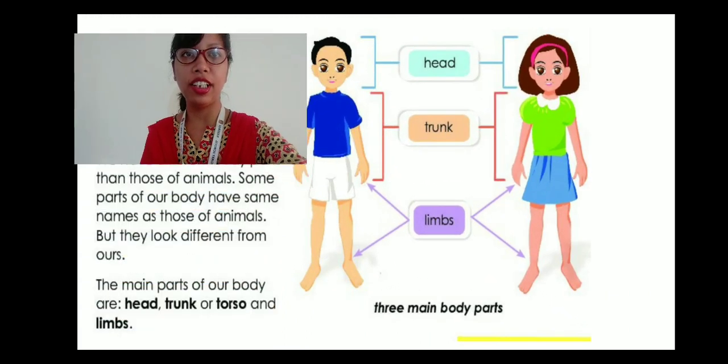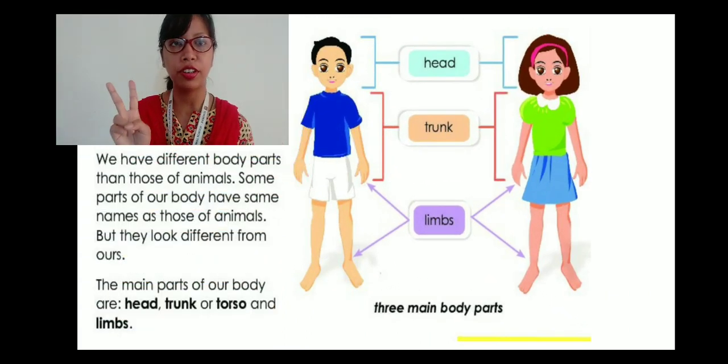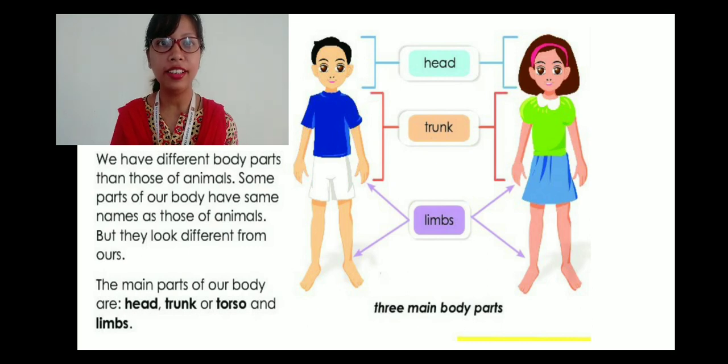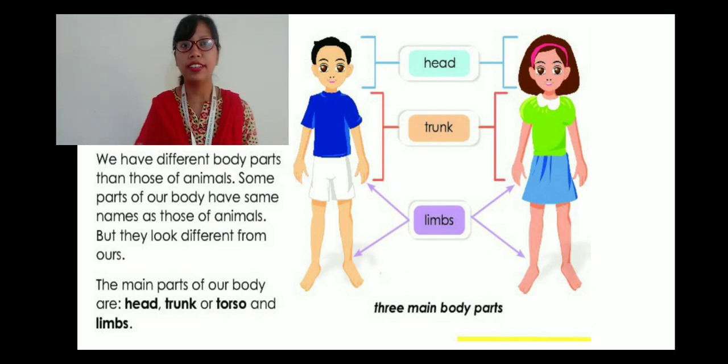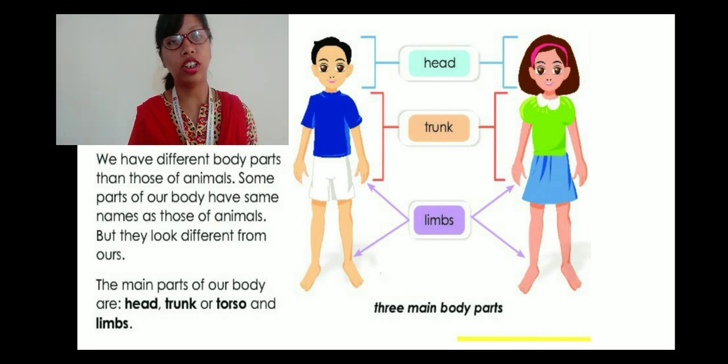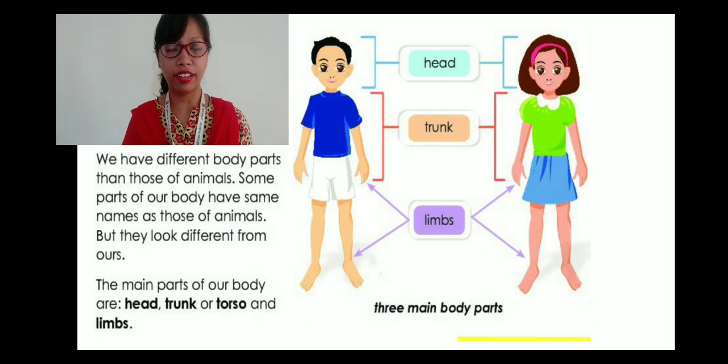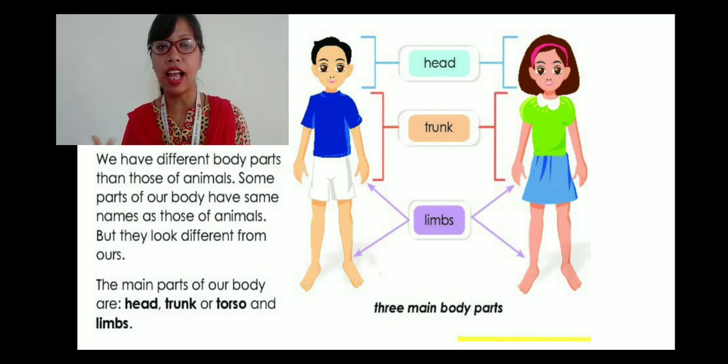Now as you can see here, there are two pictures in your book, right? The boy and a girl? Yes. Now does the boy have a tail like the dog or cat? Or does the girl have wings like birds or butterflies? Definitely not, right? We are human beings after all. Yes, we don't look similar to the animals.